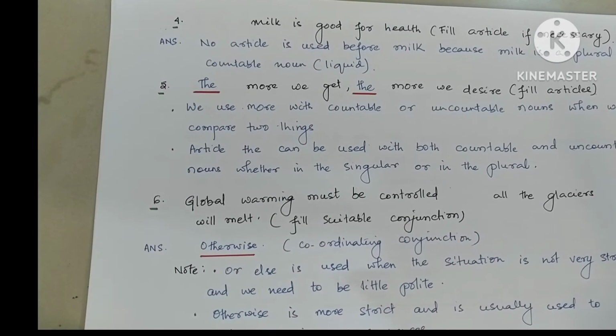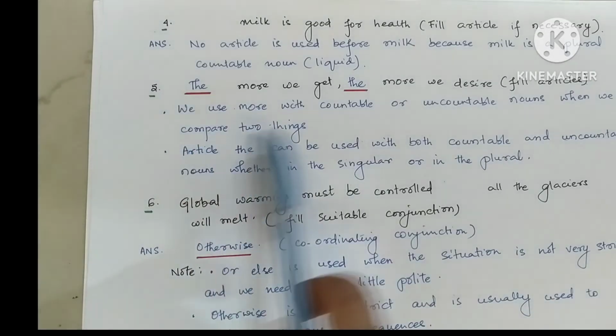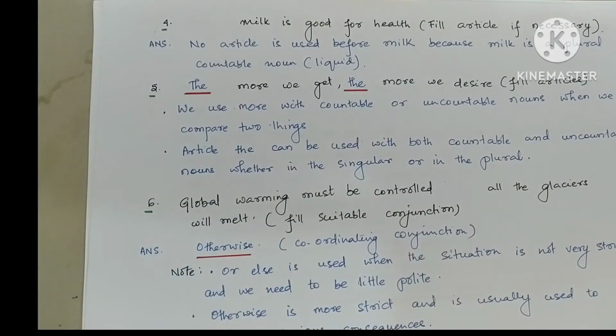Next, the more we get, the more we desire. We have filled the articles the and the over here. Why? We use more with countable or uncountable nouns when we compare two things. So the article the can be used with both these countable and uncountable nouns, whether in the singular or in the plural form. You have to remember these things.